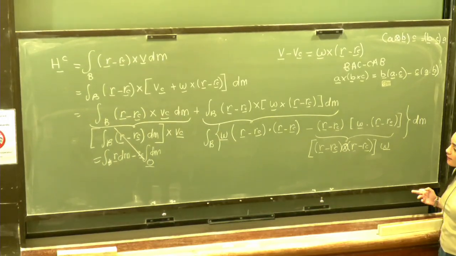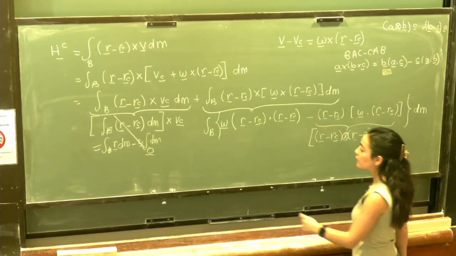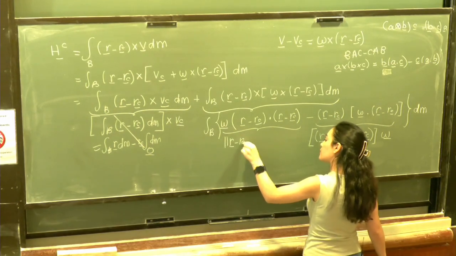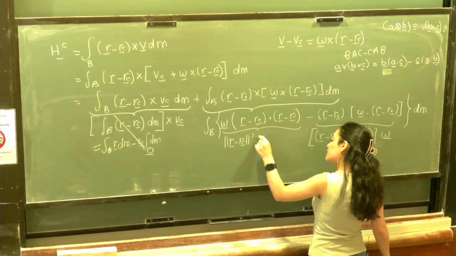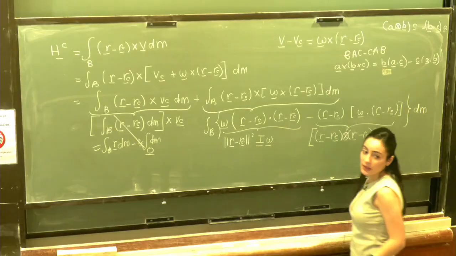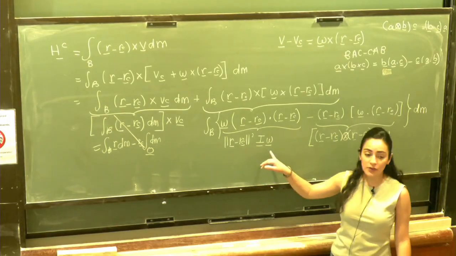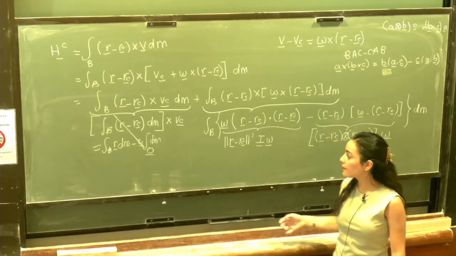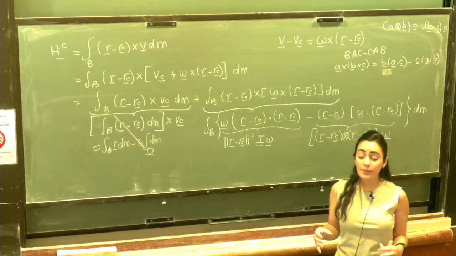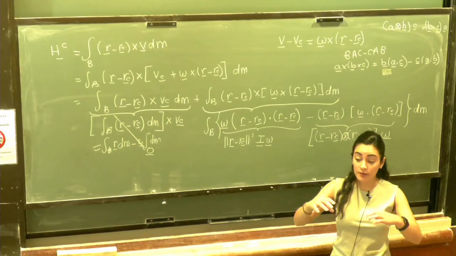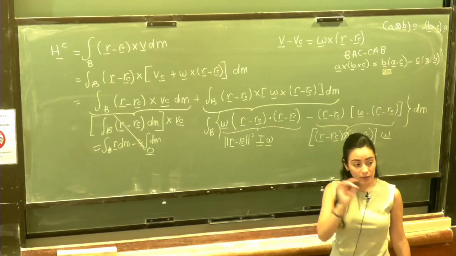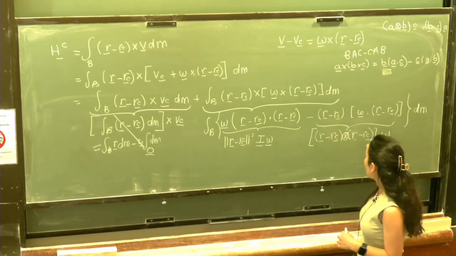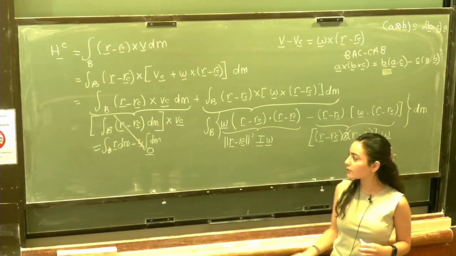So this term I can write it like this, and this term I can also write as the magnitude of r minus rc squared times the identity tensor times omega, right? Because the identity tensor times a vector is just the vector itself. So I omega is equal to omega. And the angular velocity is a property of the rigid body, right? It's a property of the whole rigid body. It does not depend on the particular point I'm considering. So it does not depend on dm. I can take omega outside the integral.